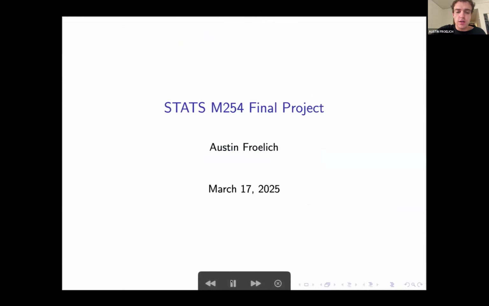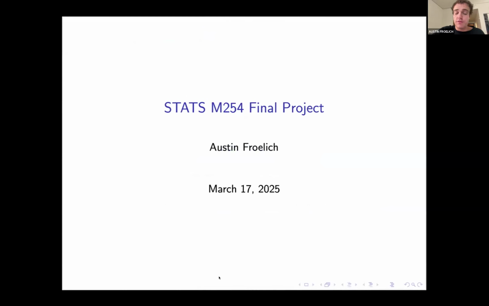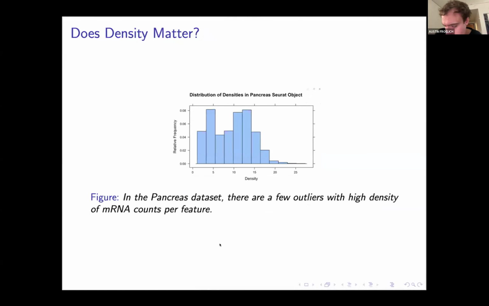Okay. Hi, so this is my final project, or what I've done so far, which in all honesty is not much. Thankfully I uploaded the 3 data sets, and I've done the most work on the pancreas data set.